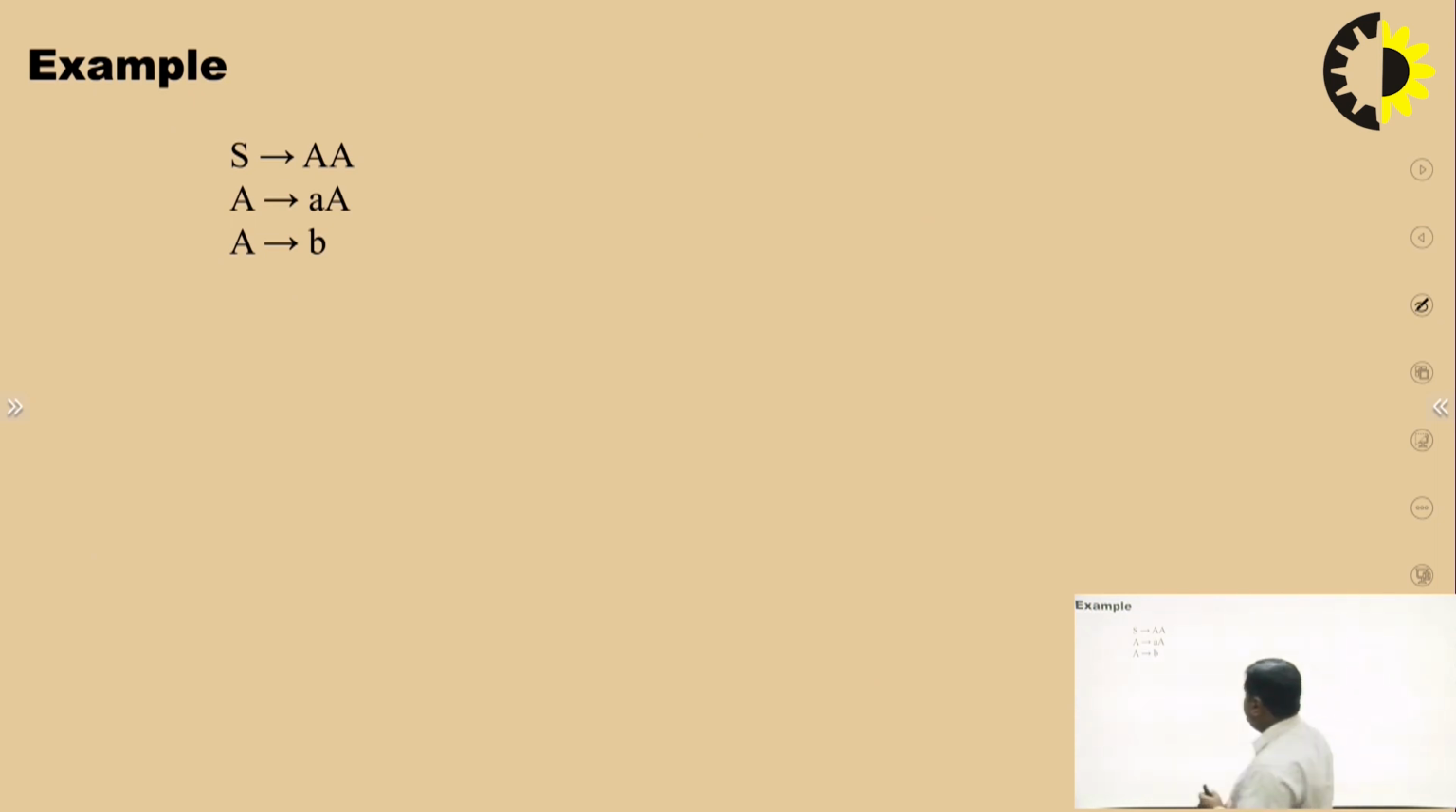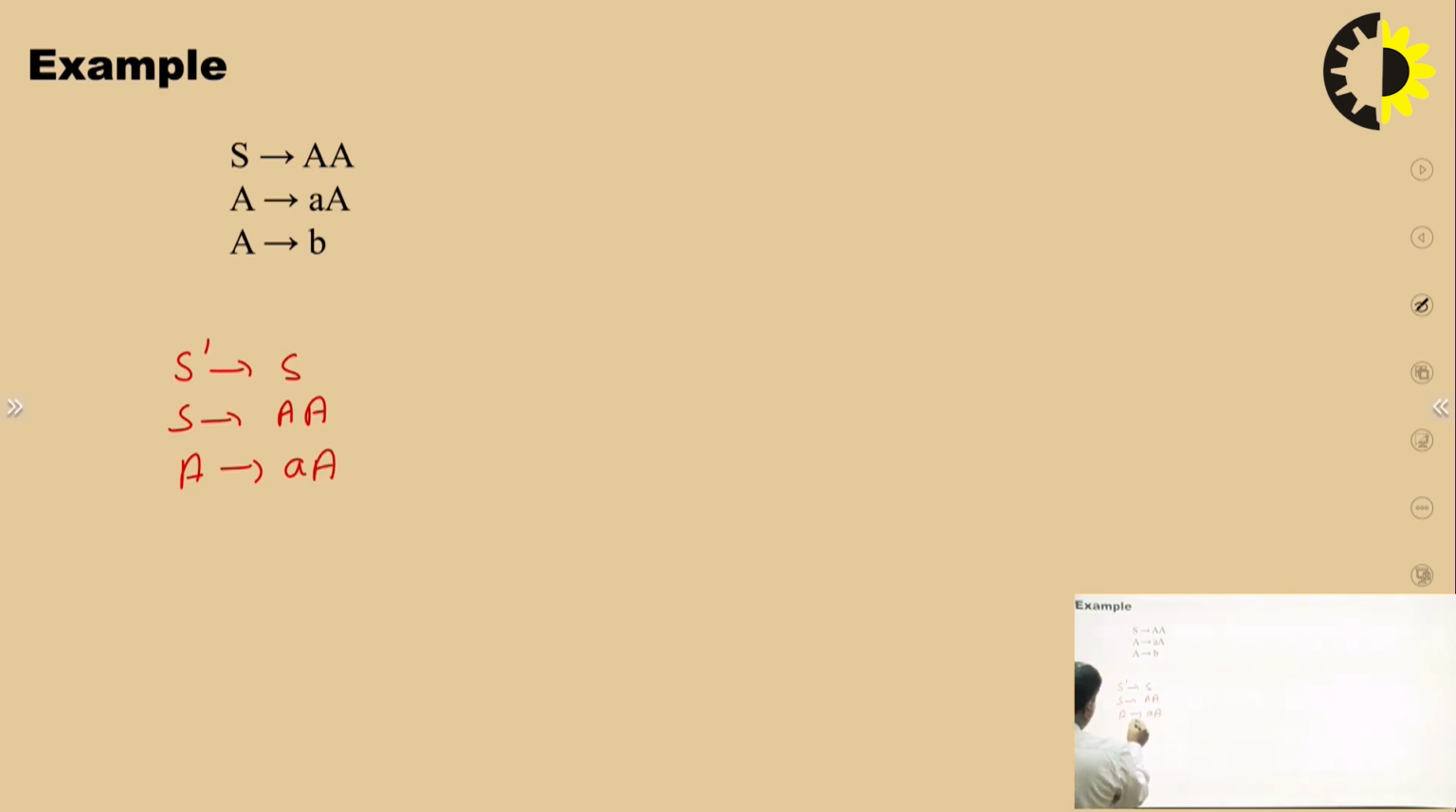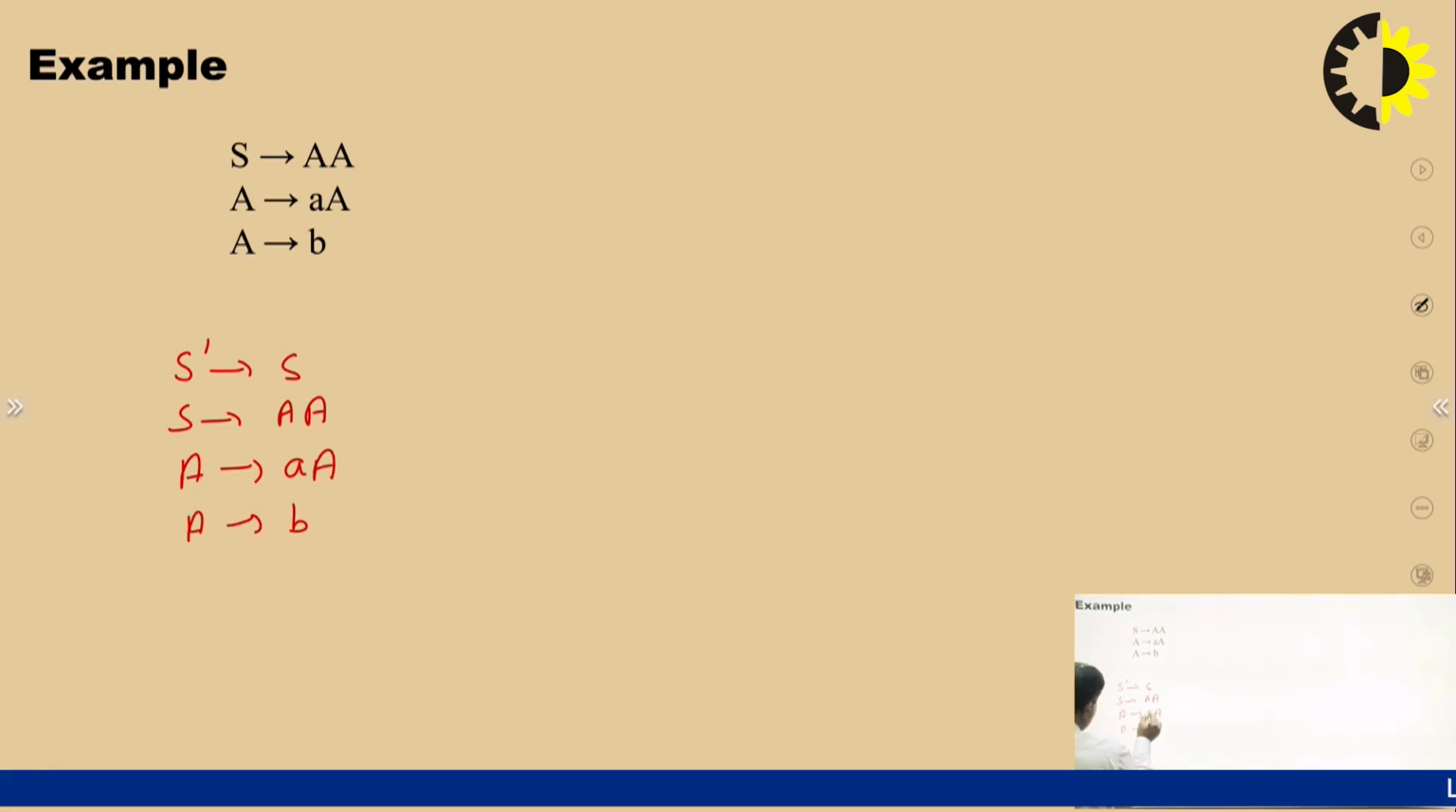What is the rule for augmented grammar? Here we write S' to S, S to AA, and A to aA, A to b. Now this is known as the augmented grammar. We add one extra production rule to a given grammar, and that is known as the augmented grammar.